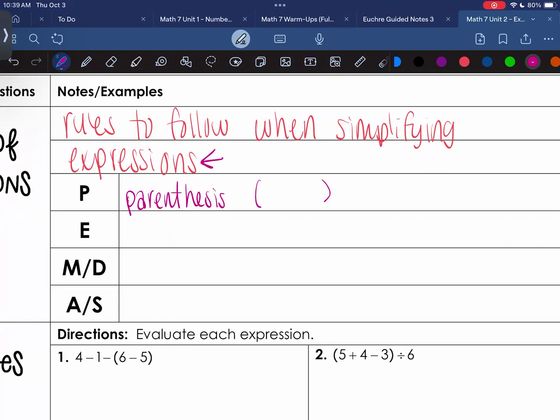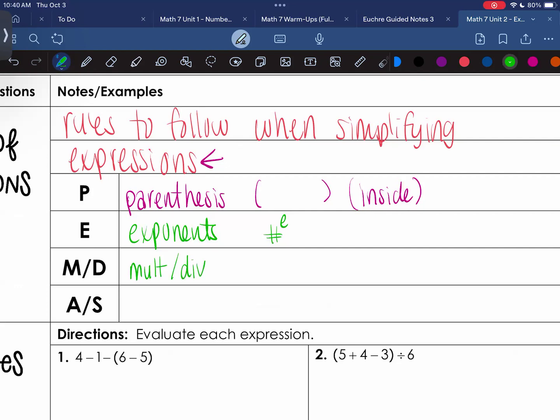You will do everything inside the parentheses before you do anything else. E stands for exponents. And we just learned how to evaluate exponents, right? So you have some number down here, and then you have an exponent up there. And then multiplication and division come next. All right, multiplication and division.